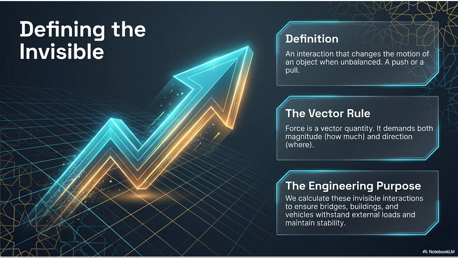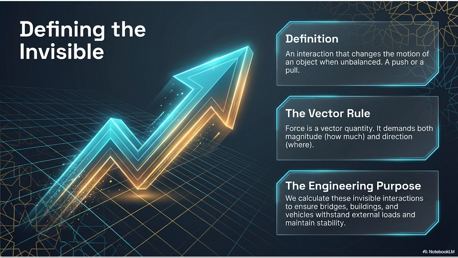At its most basic, foundational level, a force is simply an interaction that changes the motion of an object when it's unbalanced. If you want the absolute simplest definition, it is just a push or a pull. A push or a pull. See, that feels almost too simple for the amount of math involved in engineering. It is simple in concept, sure, but it gets incredibly complex in application. Because forces don't just exist as these vague ideas floating around. They are what we call vector quantities.